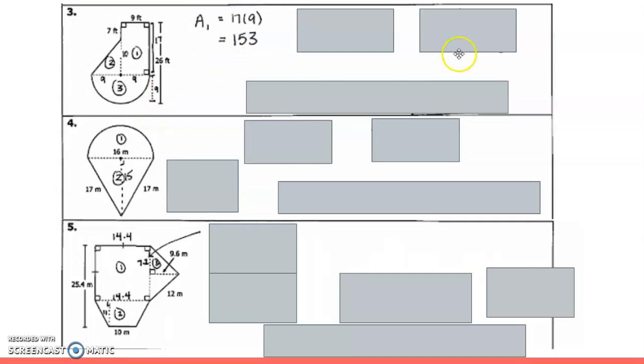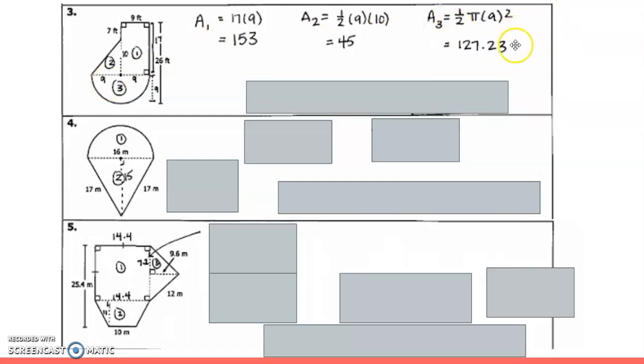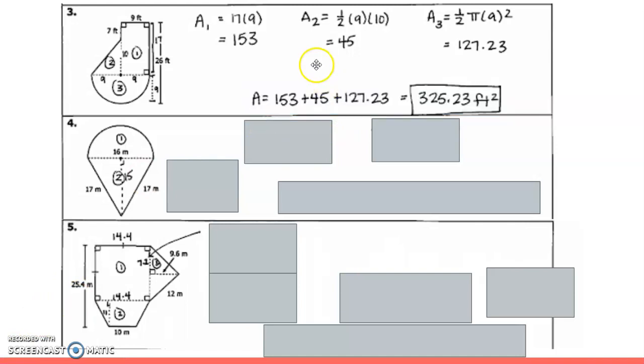So we are going to find our area of our rectangle. Then we'll work on the area of our triangle. For our triangle, the base is 9, so the 9 is the radius of our circle, and the radius of our circle happens to be the base of our triangle. And then last, we need to do our semicircle. And remember, if it's a semicircle, we're cutting our normal area of a circle in half. Once we have those 3 pieces, we're going to go ahead and add them together to find the area of the total figure.